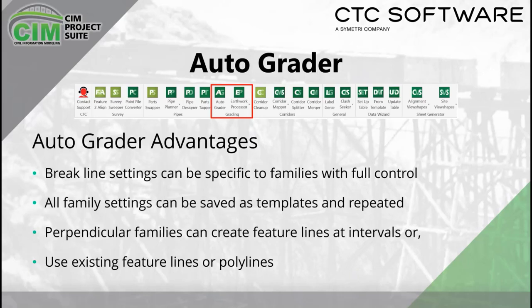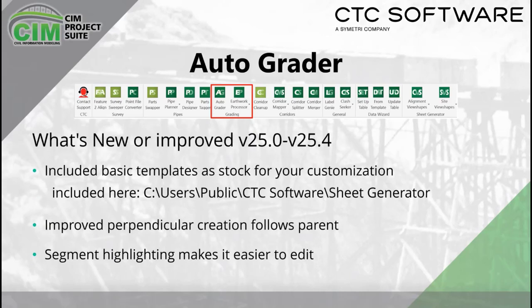Break line settings can be specific to the families, and we have lots of control over that. All family settings can be saved as templates and then repeated, so you can save those out and bring them back in so you don't have to redo those every time. And with our perpendicular families, we can create feature lines at intervals, or we can use existing feature lines or polylines to create those perpendiculars from. We'll show you some of that here in a little bit.